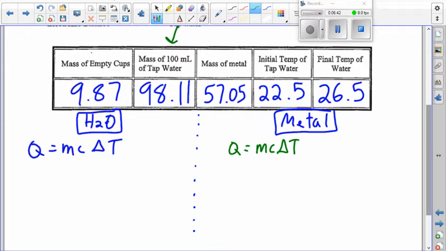Okay, so I asked you for the C of the metal, the heat capacity of the metal. So I don't need the water stuff then, I guess. I'm just going to plug this in. I don't know what the Q of the metal is, so I'll just keep that as Q. The mass of the metal is 57.05. The C of the metal is what Mr. P asked me for, so I don't know. The delta T of the metal, what would that be?